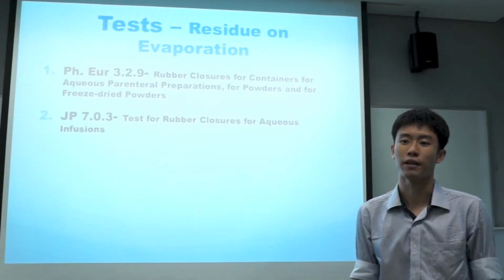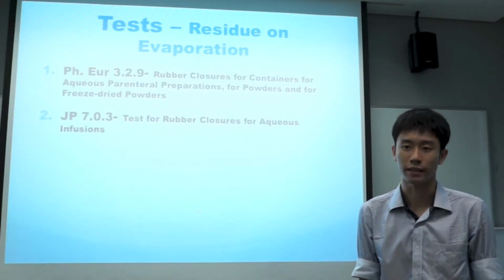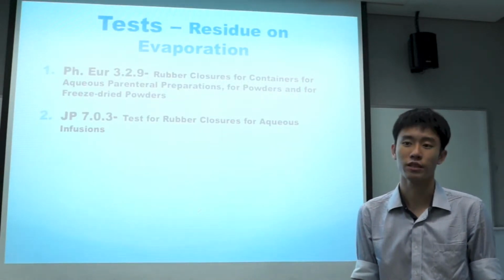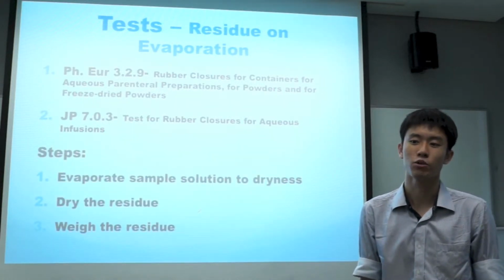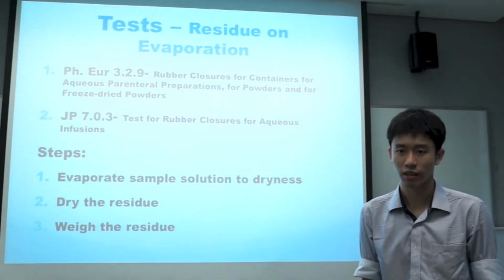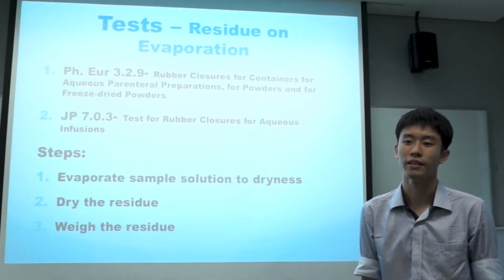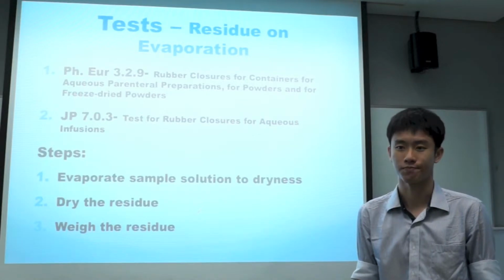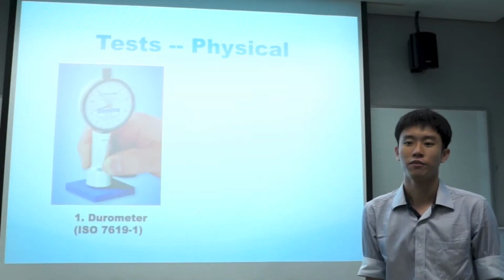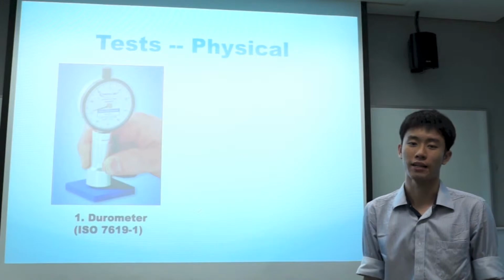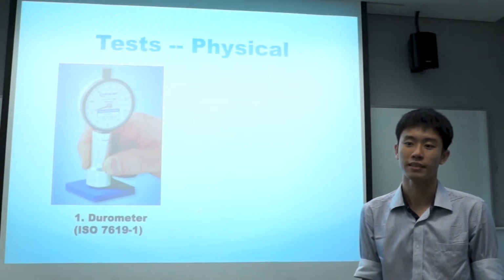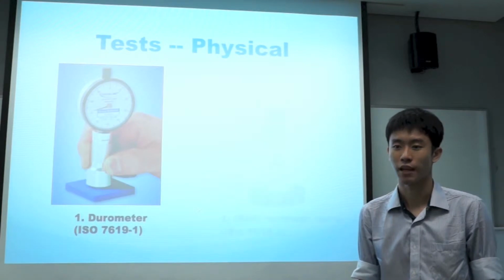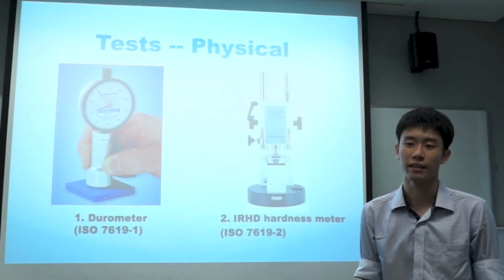This test is covered by the European Pharmacopoeia and JP. Essentially, there are three steps to this test. Firstly, the sample solution containing rubber is evaporated to dryness. Then the residue is dried and subsequently weighed. Physical tests can also be used to determine the hardness of the rubber. The equipment commonly used for these tests is the durometer and the IRHD hardness meter.